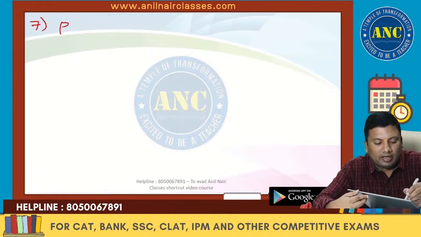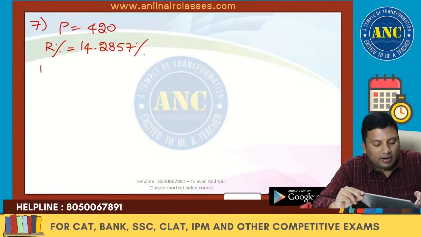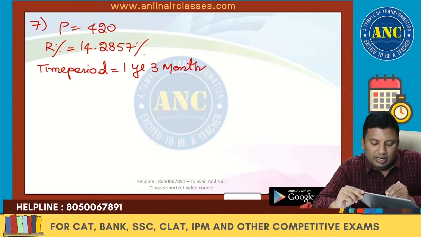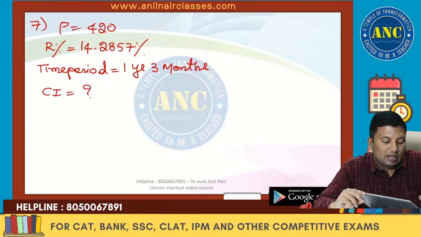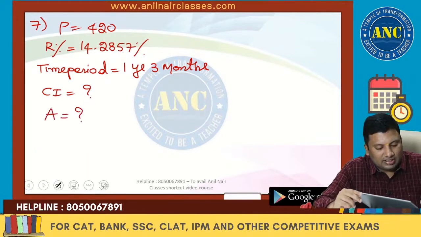P is nothing but 420. R percentage is nothing but 14.2857 percentage. Time period is 1 year 3 months. Find the amount and find the compound interest. Such an easy question.